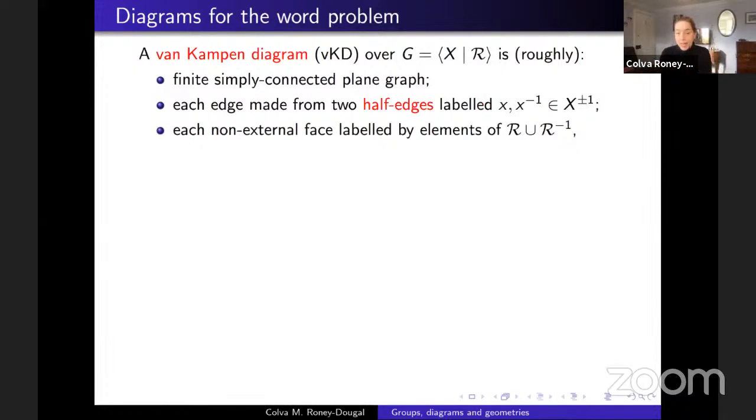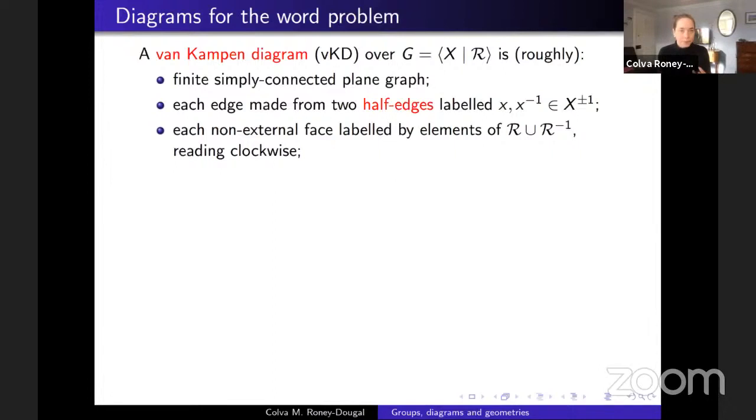Since this is a graph that's been embedded in the plane, there's an external face, but all of the other faces have to be labelled as I read around their edges by elements from my relator set or their inverses, and let's say reading clockwise. It doesn't matter as long as we fix a convention. So there's a label on each edge, and as I work my way around the face, reading the labels on each edge, I have to either see an element of the relator or I have to see an inverse of a relator.